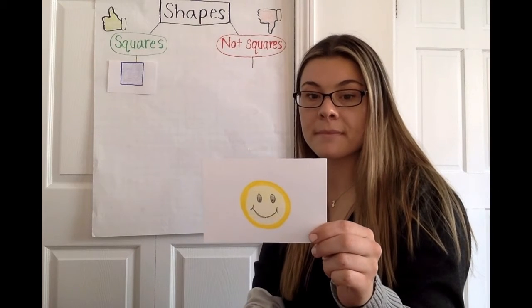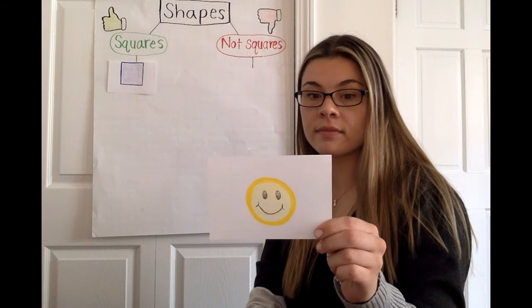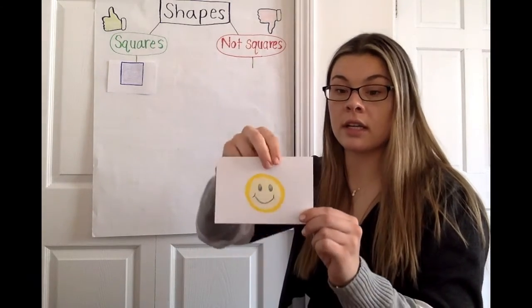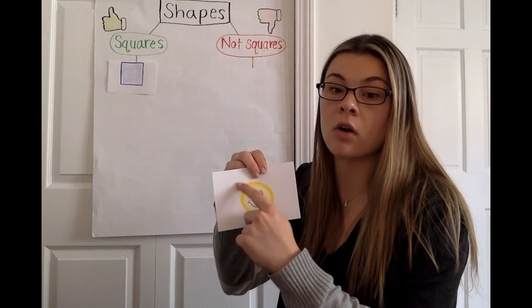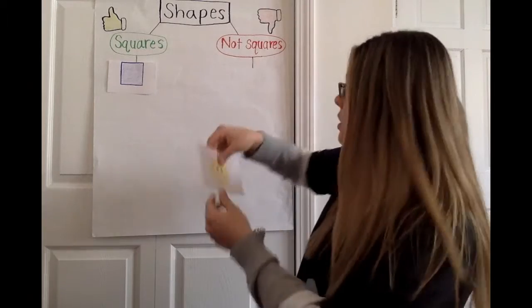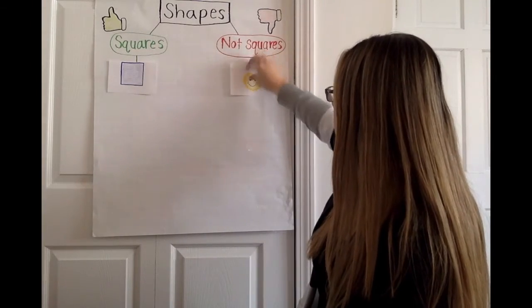Here's our next shape. So you should have had a thumbs down. This is not a square. It does not have 4 sides. It does not have straight sides. It is all curved. This is actually a circle. So this is not a square. A smiley face.